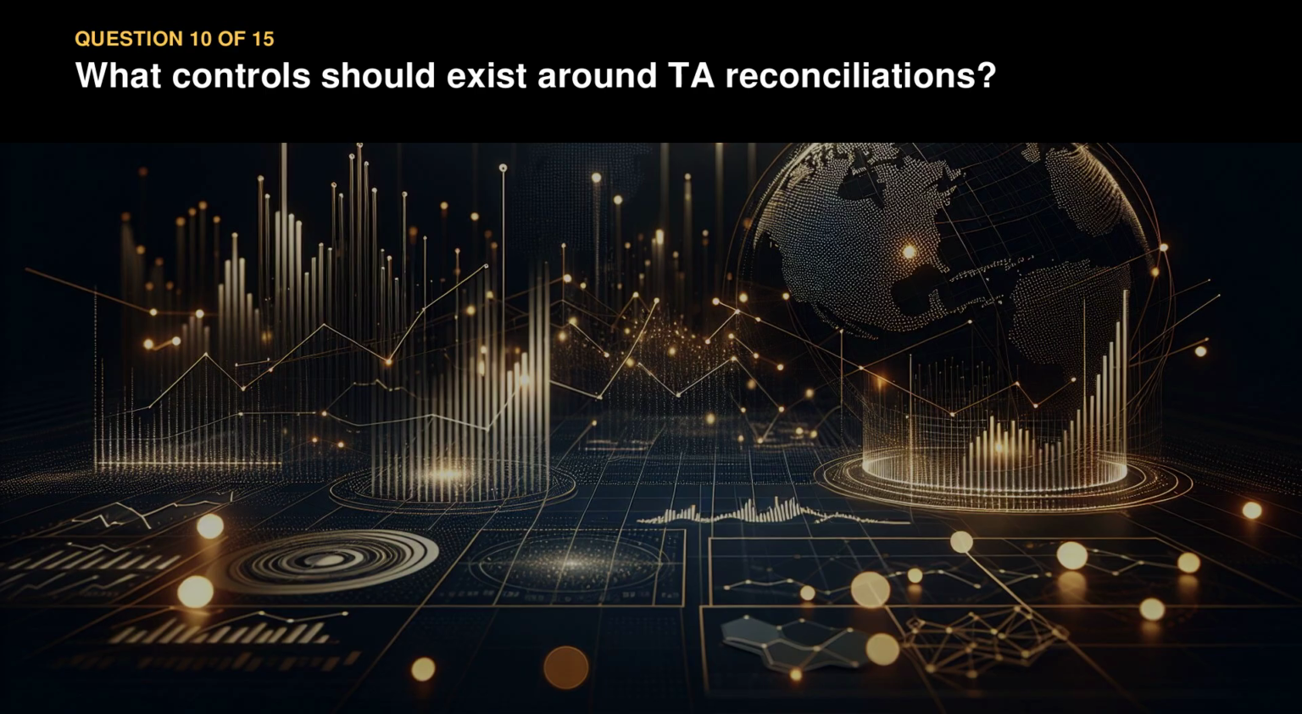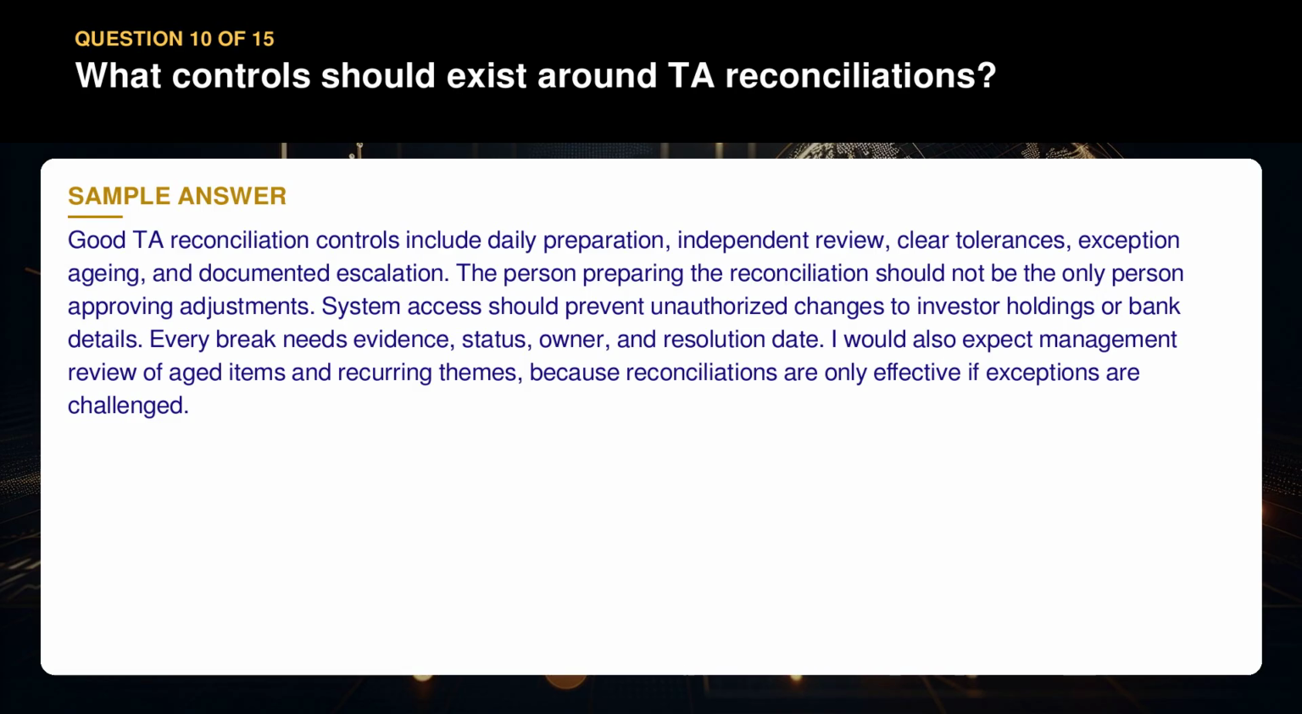What controls should exist around TA reconciliations? Good TA reconciliation controls include daily preparation, independent review, clear tolerances, exception aging, and documented escalation. The person preparing the reconciliation should not be the only person approving adjustments. System access should prevent unauthorized changes to investor holdings or bank details. Every break needs evidence, status, owner, and resolution date. I would also expect management review of aged items and recurring themes, because reconciliations are only effective if exceptions are challenged.